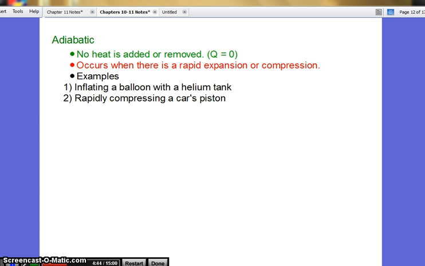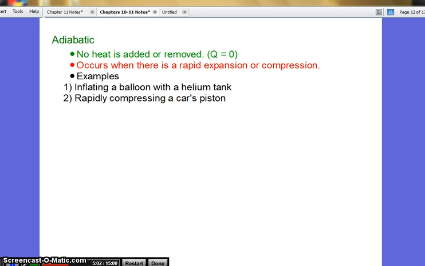The next thermodynamic process is adiabatic. So there's no iso, there's nothing staying constant or the same. Instead here we're saying no heat is added or removed. Remember, you don't possess heat. So it's not that you can say your heat stays the same. Instead, we're not adding or removing heat to our system.